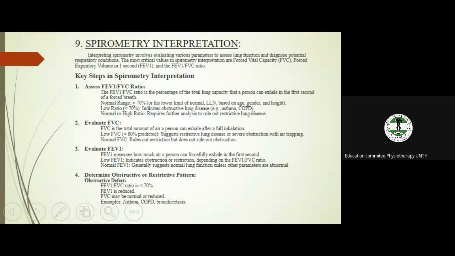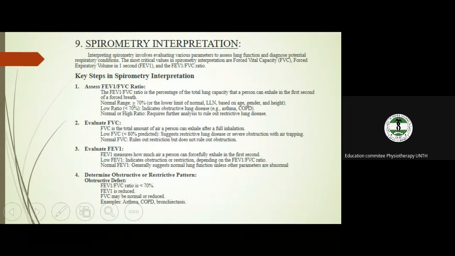So you should be very, very observant when you are doing your spirometry. Then evaluate FVC. FVC is the total amount of air a person can exhale after a full inhalation. Then you evaluate FEV1. FEV1 measures how much air a person can forcibly exhale from the lungs in the first second.